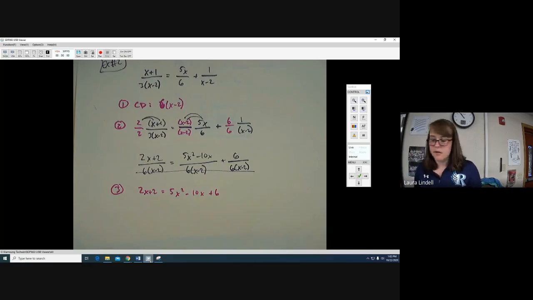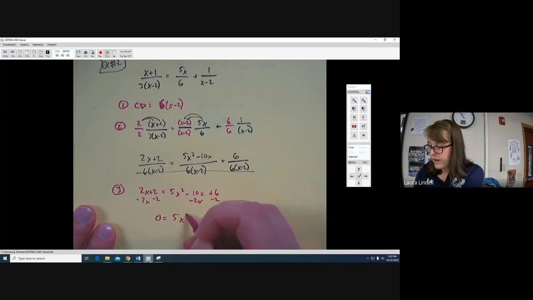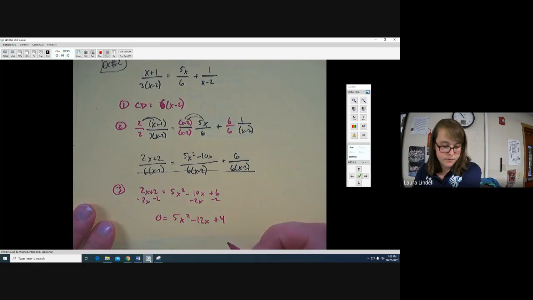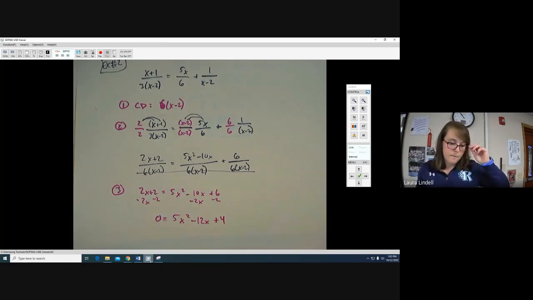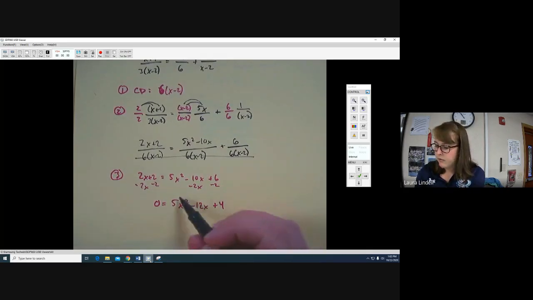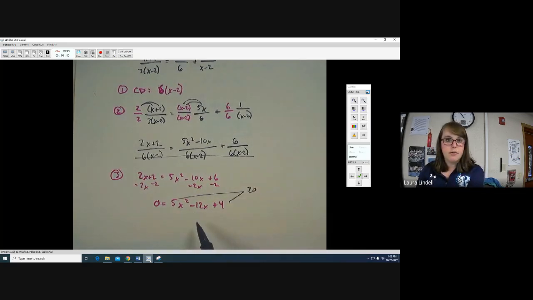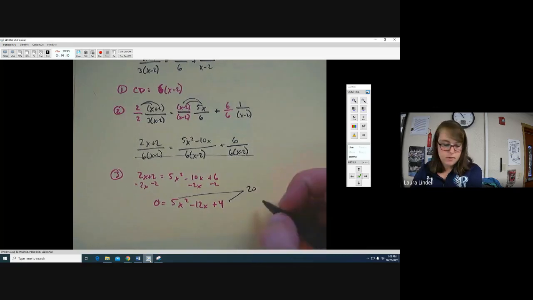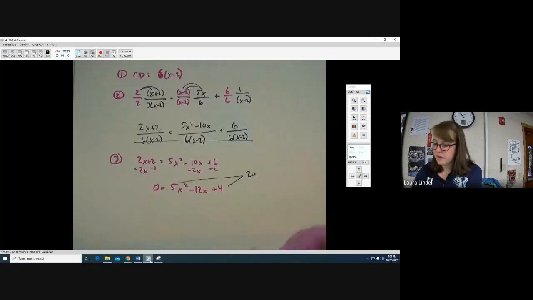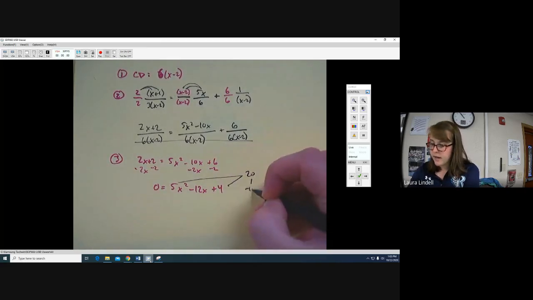And solve this. So I'm going to subtract 2x from both sides and subtract 2 from both sides to get 0 equals 5x squared minus 12x plus 4. Then we want to factor this. So I'm going to take the 5 and the 4 and multiply them to get 20. Or again, you could just graph this and figure out what the zeros are. But I'm going to have us practice our factoring here. So looking for things that multiply to 20 and add to negative 12. That'd be negative 10 and negative 2.